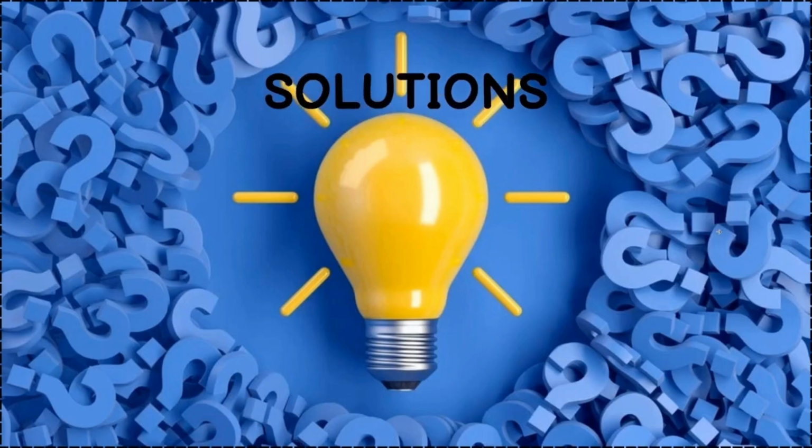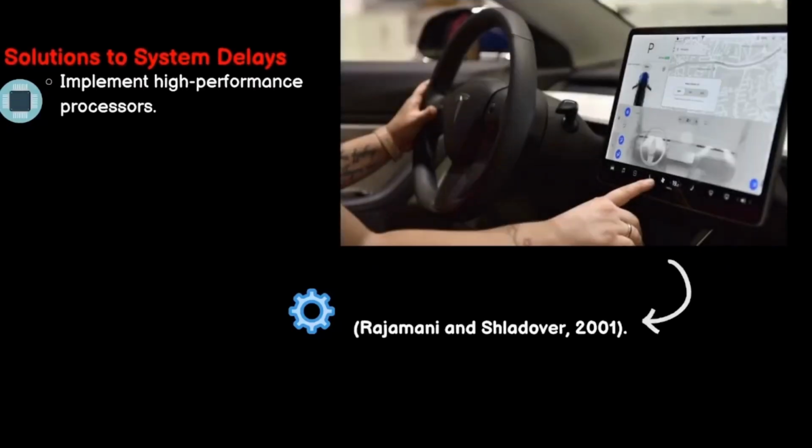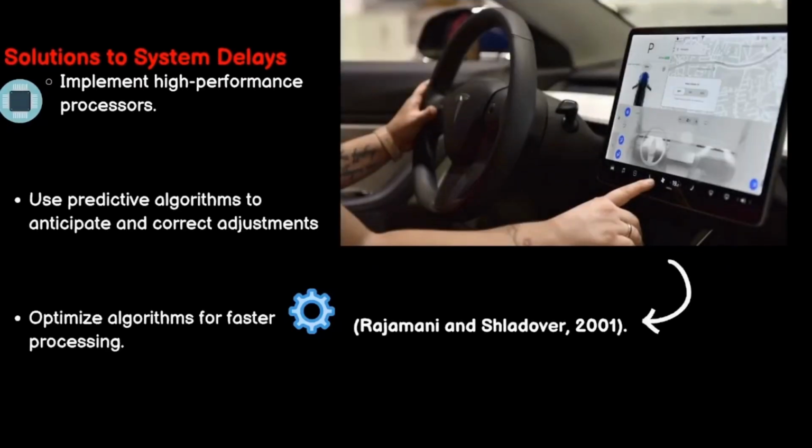After we talk about the problems, let's talk about solutions. Here, the solutions for system delays. Firstly, we can implement high performance processors that can process the data fast and avoid any delay. Second, we can use predictive algorithms to anticipate and correct adjustments. Third, we can use optimized algorithms for fast processing.